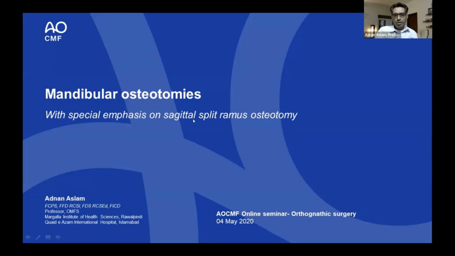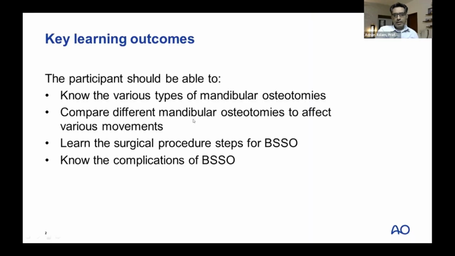So this is about mandibular osteotomies, and we are going to talk a little about the other osteotomies on the mandible also. This is majorly going to be about the most popular osteotomy on the mandible, which is the split osteotomy. So the learning outcomes would be that we would be wanting to discuss the various types of mandibular osteotomies. What are the different mandibular osteotomies that we can do for different kinds of mandibular movements? Basically discuss in more detail the surgical steps for the BSSO, the bilateral sagittal split ramus osteotomy, and then briefly discuss the complications of sagittal split osteotomy.